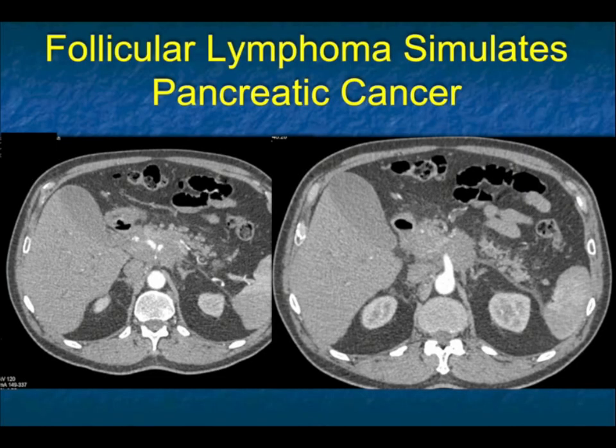Now, other things that can happen. I mentioned nodes in the porta hepatis. This looks like an infiltrating tumor in the head of the pancreas. This was lymphoma. Sometimes you see really large bulky nodes in the porta, maybe splenic or liver lesions, a lot of nodes beneath the pancreatic bed. Then you got to be thinking about lymphoma.